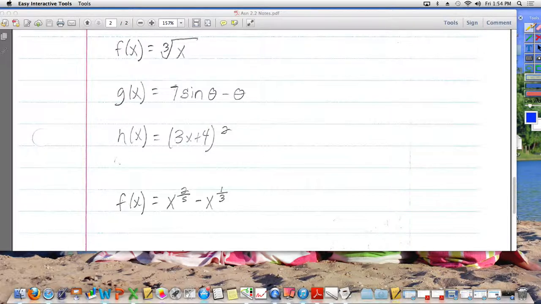All right. What is the derivative of the sine of theta? Cosine of theta. But we have a 7 out front. So that means that the derivative of this is going to be 7 cosine theta. What's this right here? Theta, you guys, is like having an x. What's the derivative of x? 1. The derivative of x is 1. So we have 7 cosine of theta minus 1.